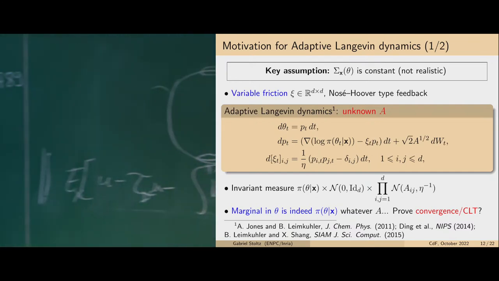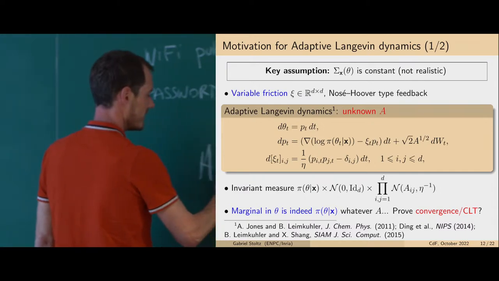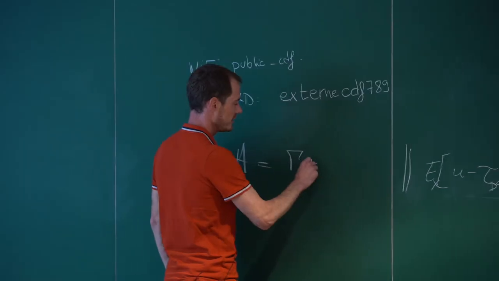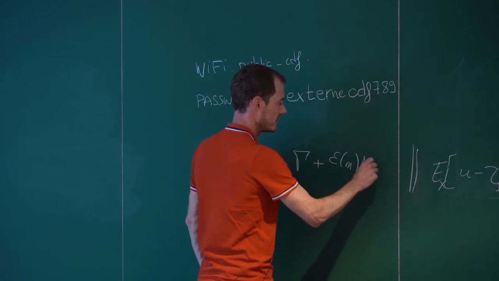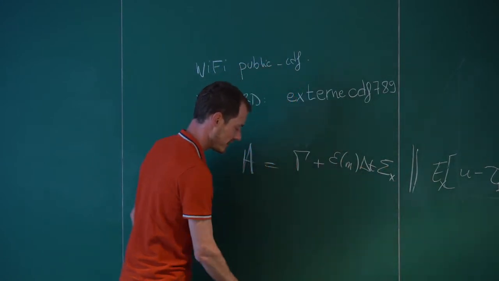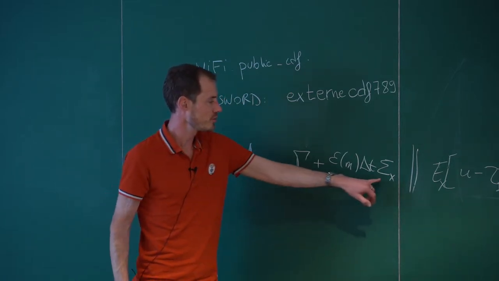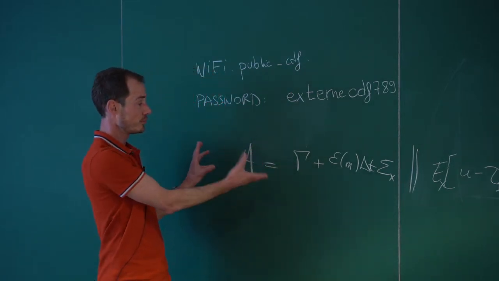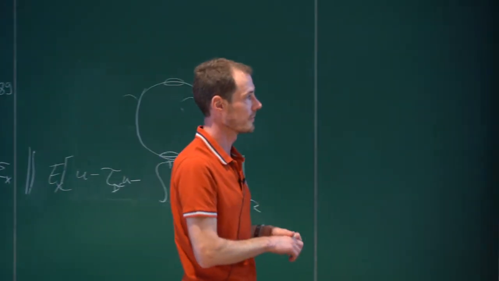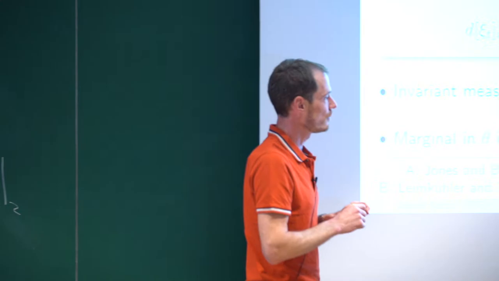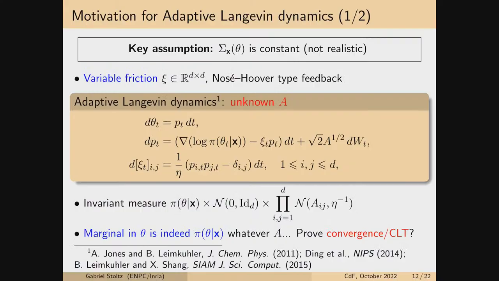And so the idea of adaptive Langevin is that this unknown matrix, which I'm writing here, should be essentially what you have initially as noise plus epsilon n delta t times your covariance matrix. So you don't know the covariance matrix, and so overall you don't know this noise matrix. You'd still want to sample the correct measure. And so the idea of adaptive Langevin dynamics is to put some kind of a feedback mechanism, which is the following.